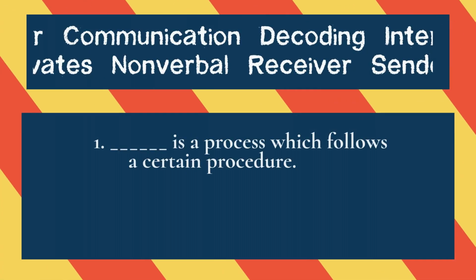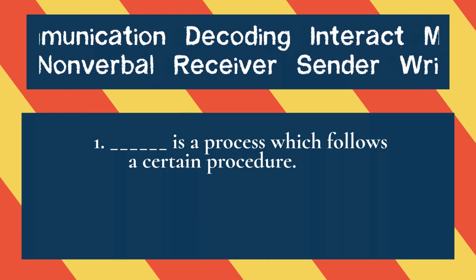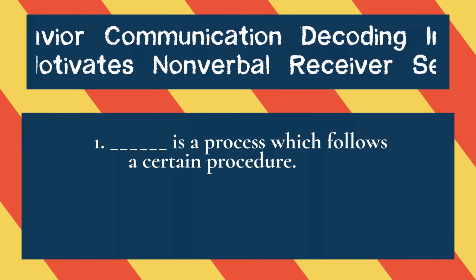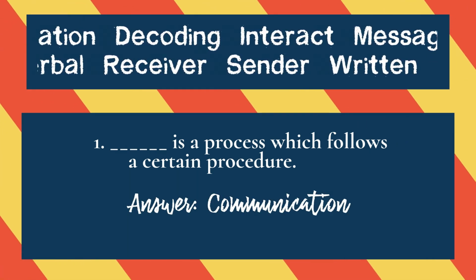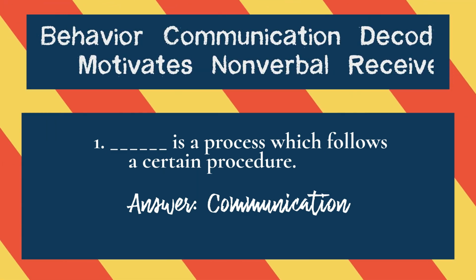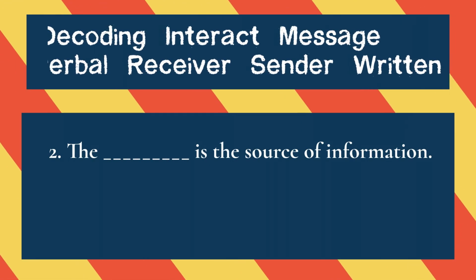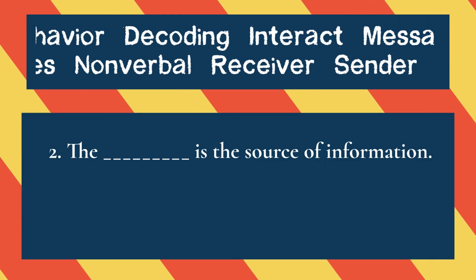Let's have number 1. Blank is a process which follows a certain procedure. We discussed this class, the word process. What is your answer? Great job! Communication. Communication occurs between two or more people. The blank or source of information. What do we call the source of information, class?